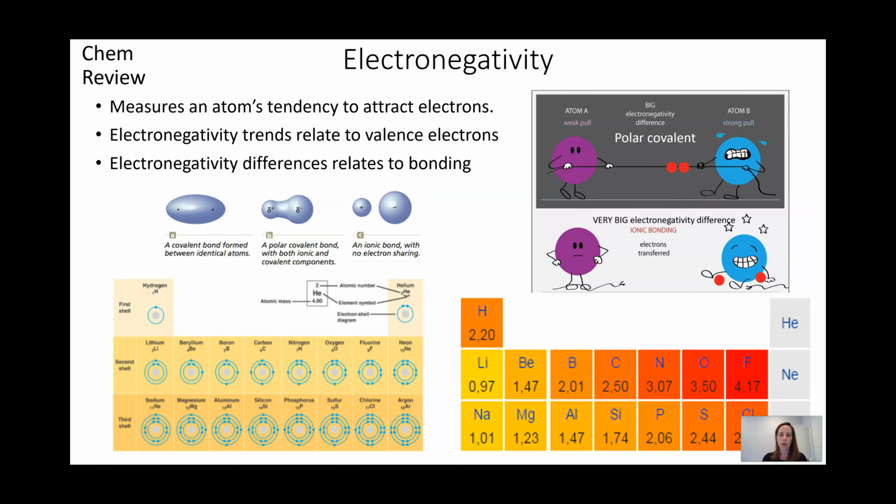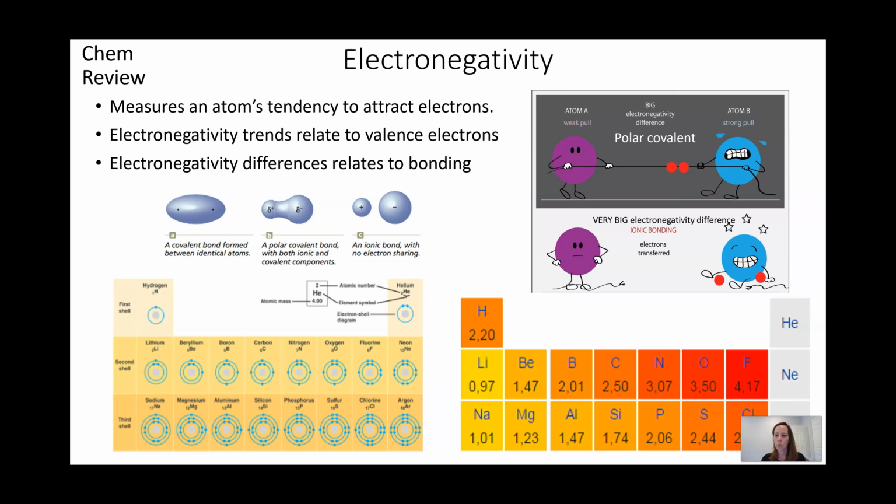All right, so one trend that's really important is electronegativity. Electronegativity measures an atom's tendency to attract electrons. Electronegativity trends relate to valence electrons, just like I was saying, and the electronegativity differences relate to bonding. So right now, take a moment and make some observations based on this slide. What do you remember from previous exposure to chemistry, or what's new here? Make some observations based on this diagram, or these diagrams.